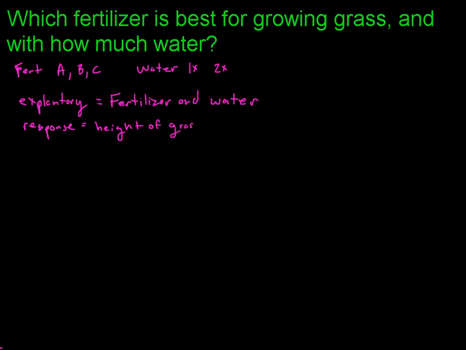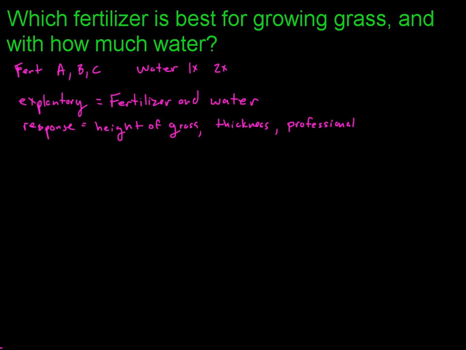Maybe I could somehow measure the thickness of the grass based on how many blades there are per square inch. Maybe I could actually have a professional come in and judge the grass, somebody that really knows about grass growth. But my point is, you have to really understand how you are going to measure that response.